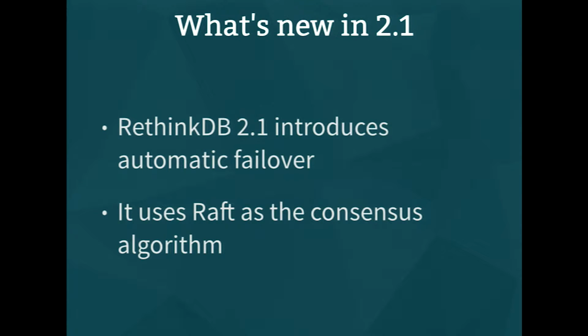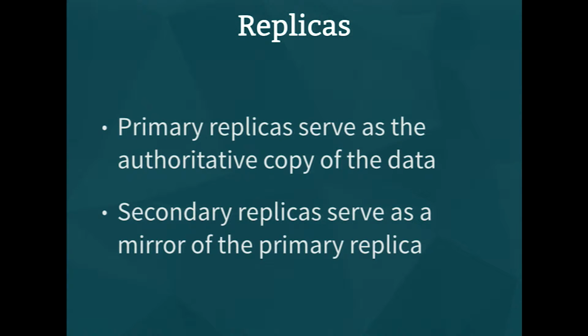RethinkDB 2.1 introduces automatic failover, and it uses a consensus algorithm called Raft as the implementation. So let's talk a little bit about replicas. We have two types of replicas, primary replicas and secondaries. Some people know these as master and slave. A primary replica serves as the authority on a specific piece of data, and a secondary replica is just a mirror of that data.